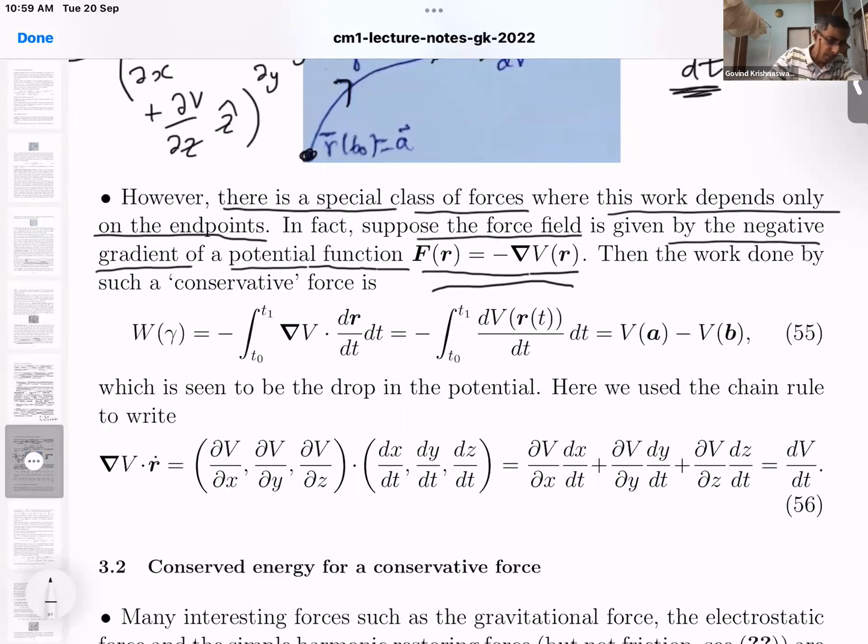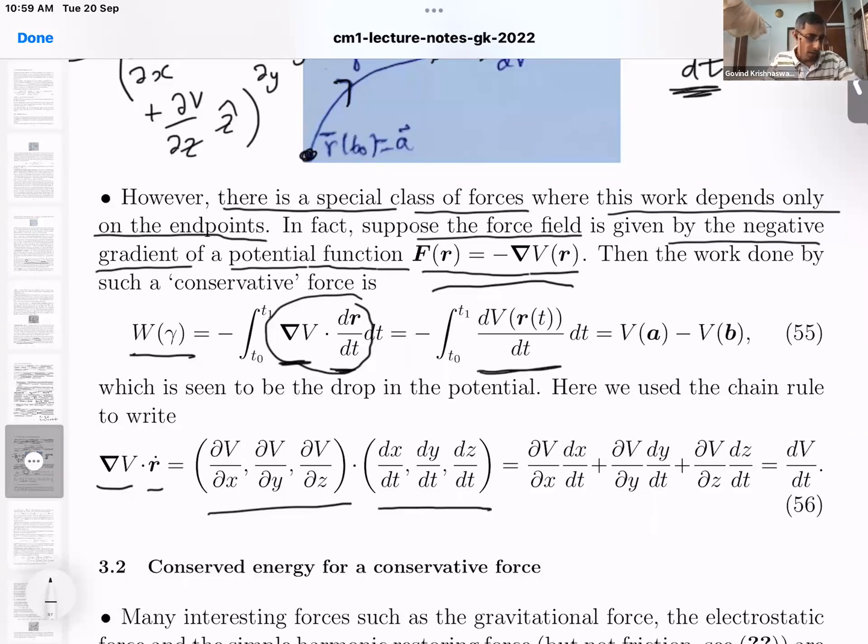The work done, let us compute W of gamma, is, for the force I am going to substitute minus grad V and then dot dr dt. But then you notice that this dot product is in fact equal to dV by dt. And how do you see that? If you take the dot product of grad V and r dot, the three components of partial derivatives of V and the three components of dr dt, you see it is partial V partial x dx dt plus partial V partial y dy dt plus partial V partial z dz dt. But that by the chain rule is simply the total derivative dV dt.